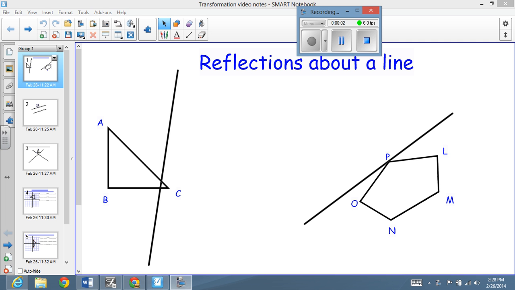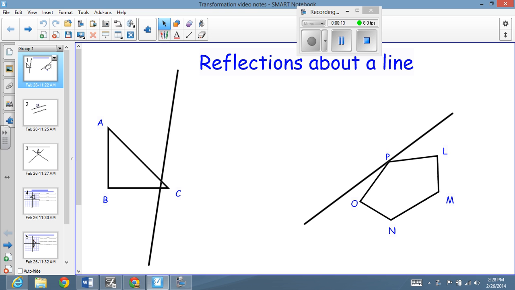Okay, so reflections probably are not something that's necessarily new to any of you. It's something that you did to a certain extent while you were in Algebra 1. Today we're going to take reflections a bit further. Let's look at our first example here when we're reflecting something over a line.